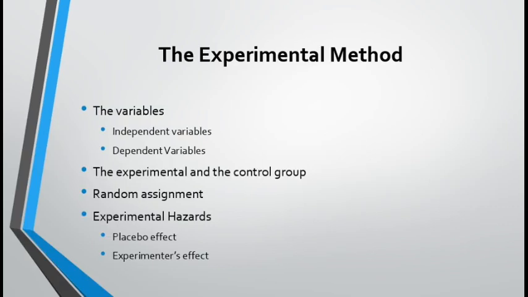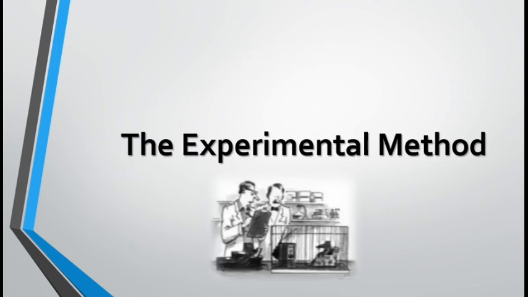In the methods of psychology, we have discussed and completed the descriptive method, and in this video we will be discussing the experimental method in the methods of psychology. In this video, we will discuss the variables and its types, which include the independent variables, the dependent variables, the experimental and the control group, random assignments, experimental hazards, placebo effect, and experimenter's effect. So let's start with the experimental method.